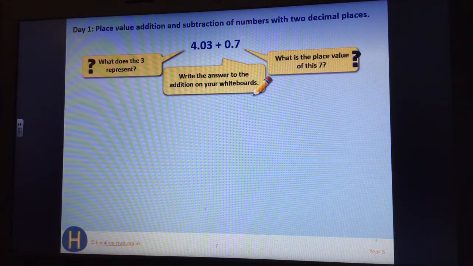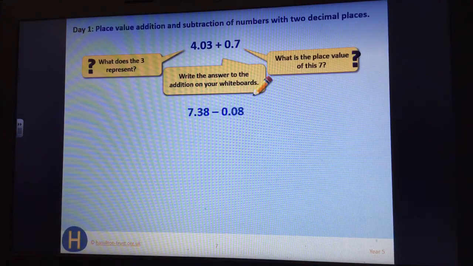If you've done it, the answer should be 4.73. Remember, that 7 and the 0 are being added together, and the 3 is being added up to an invisible 0 in the hundredths column of 0.7. We could say 0.70, but we only tend to do that when we're using money. If it has a 0 at the end of a decimal number, we tend to get rid of it.